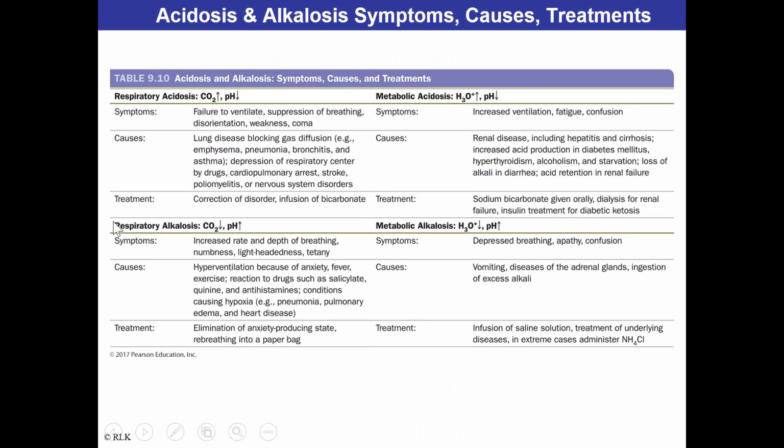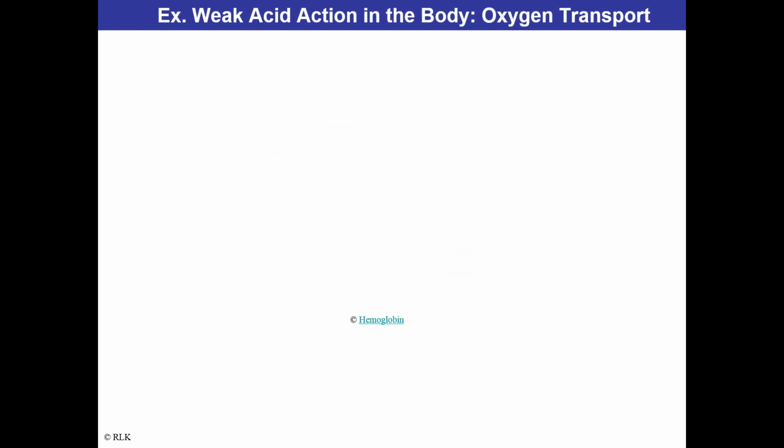Your table 9.10 in your book talks about metabolic acidosis and respiratory acidosis versus respiratory alkalosis and metabolic alkalosis. It's basically what I just explained to you, and you can review those because it's a pretty interesting story.